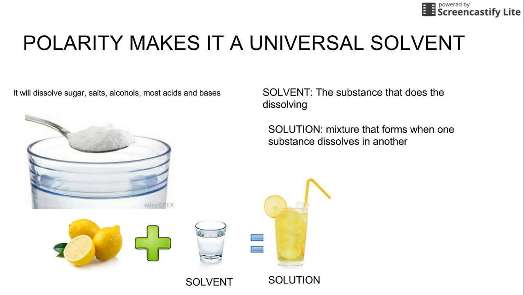Polarity makes it a universal solvent, which means it'll dissolve sugar, salts, alcohol, most acids, and bases. There are 2 key terms to think about when you're talking about something being a universal solvent: the solvent, which is the substance that does the dissolving, and the solution, which is the mixture that forms when one substance dissolves into another.